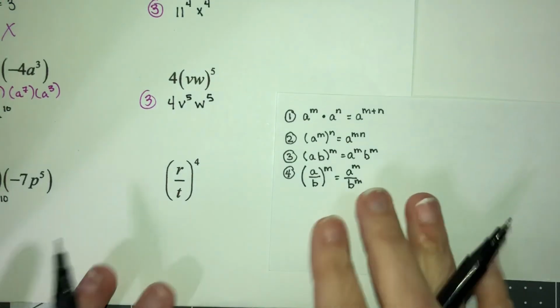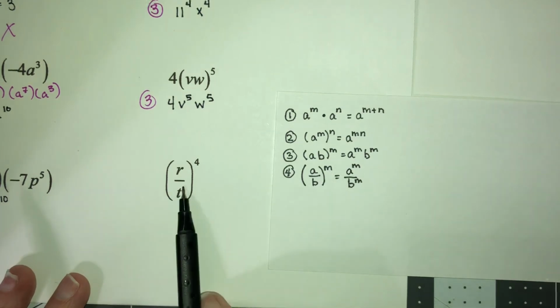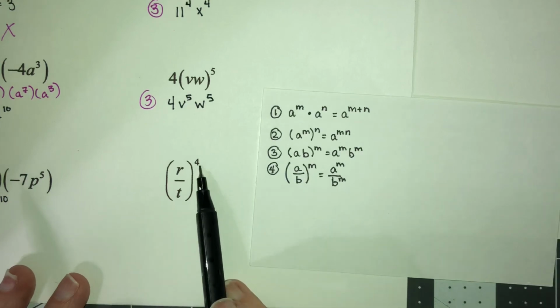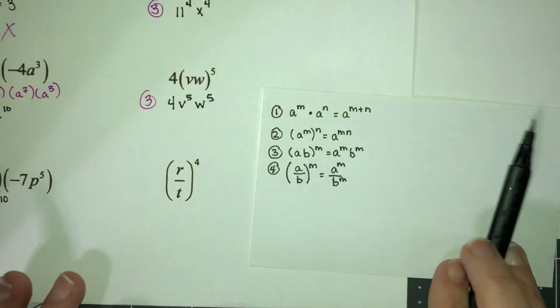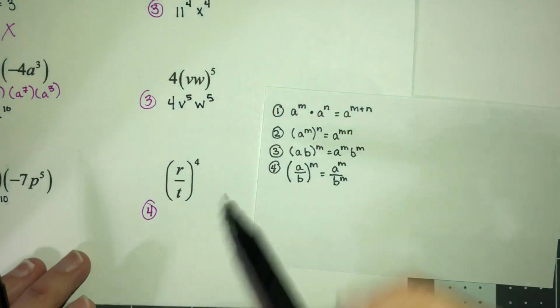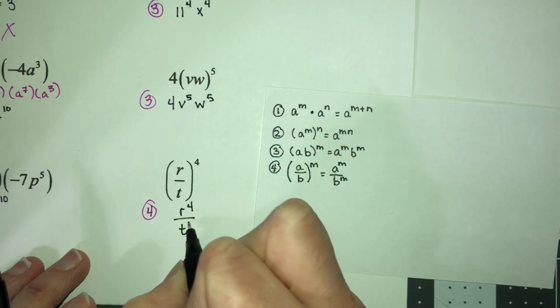All right. For this one, I have a fraction raised to a power. This is the easiest one to identify. What we do is we take this outer exponent and we apply it to the top and then to the bottom. This is property number 4. And this becomes r to the 4th over t to the 4th.